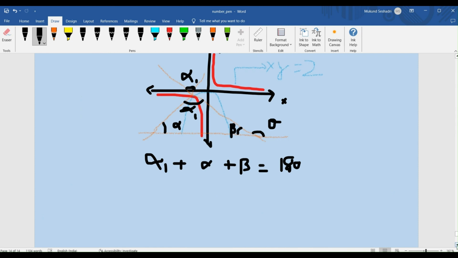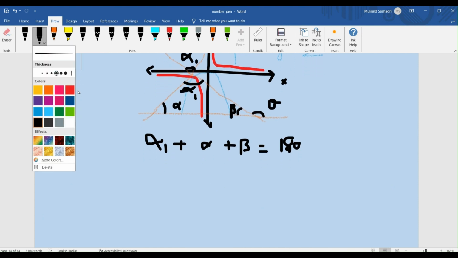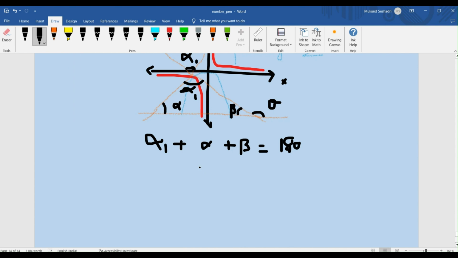And we know what beta is. Beta is again 180 minus theta, right? Equals 180.